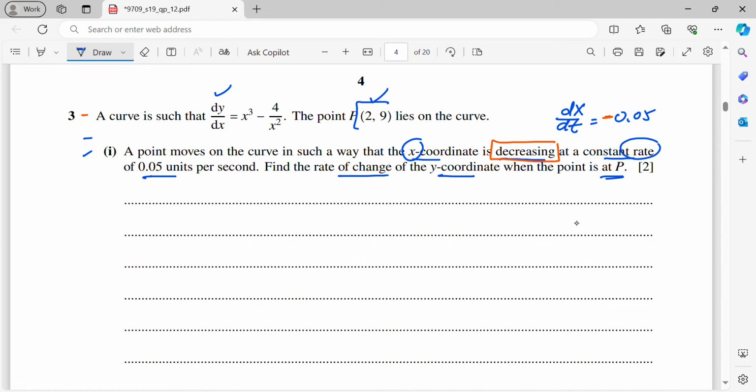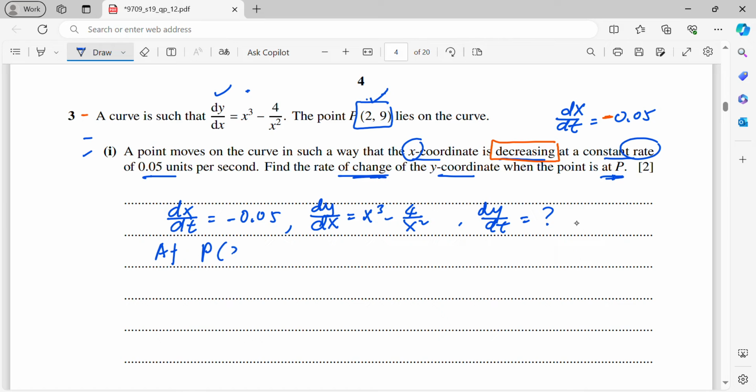So that means it's at this. Right? Basically, you are given dx/dt is negative 0.05. And then you are given dy/dx, right? (x cubed minus 4) over x squared. And now you need to find what is your dy/dt. So now, because you need to find the rate of change, the dy/dt at point P, I will just calculate what is my dy/dx at the point P.